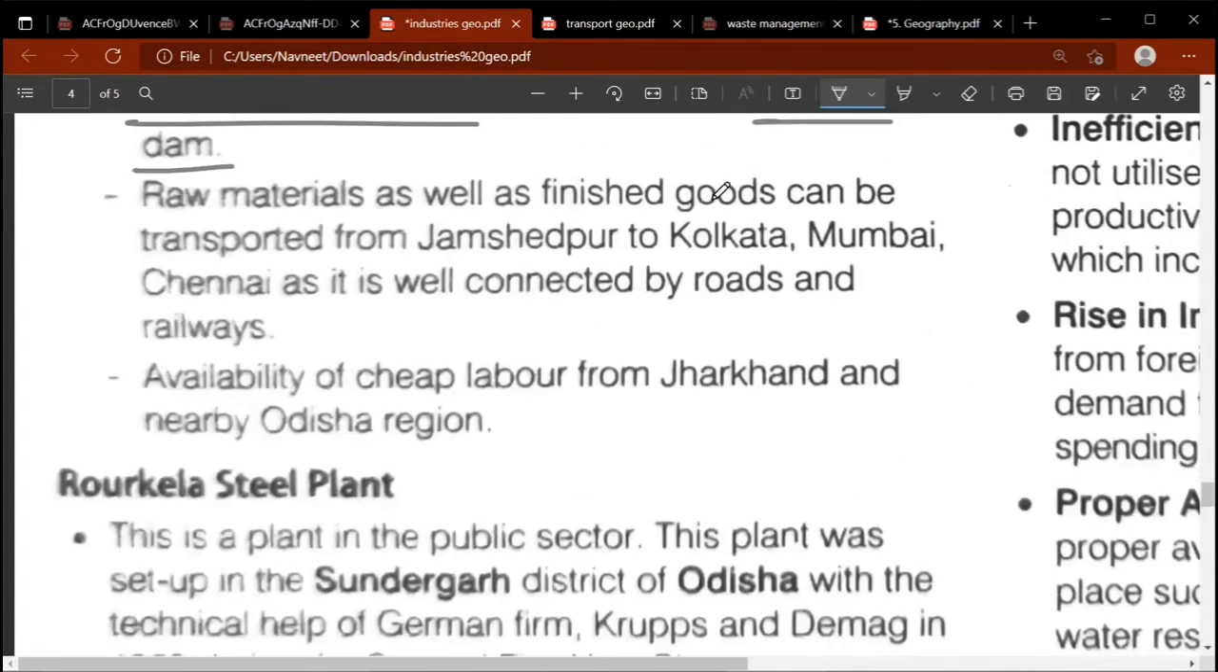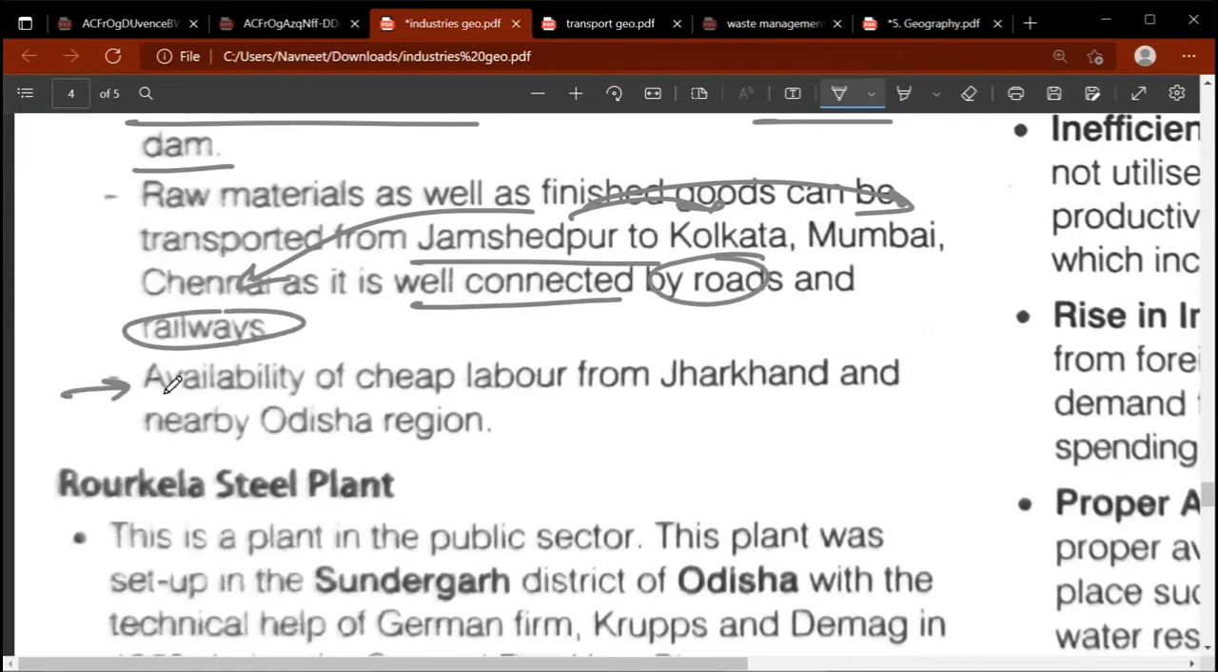Raw materials as well as finished goods can be transported from Jamshedpur to Kolkata, Mumbai and Chennai, as it is well connected by roads and railways. Availability of cheap labor from Jharkhand and nearby Odisha region. So the main states that are concerned with TISCO are Jharkhand and Odisha. You have to remember the districts as well as the rivers concerned and the factories also.